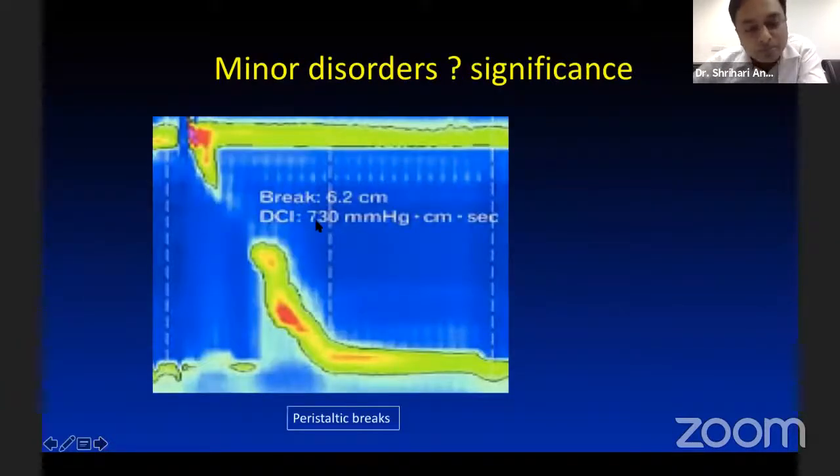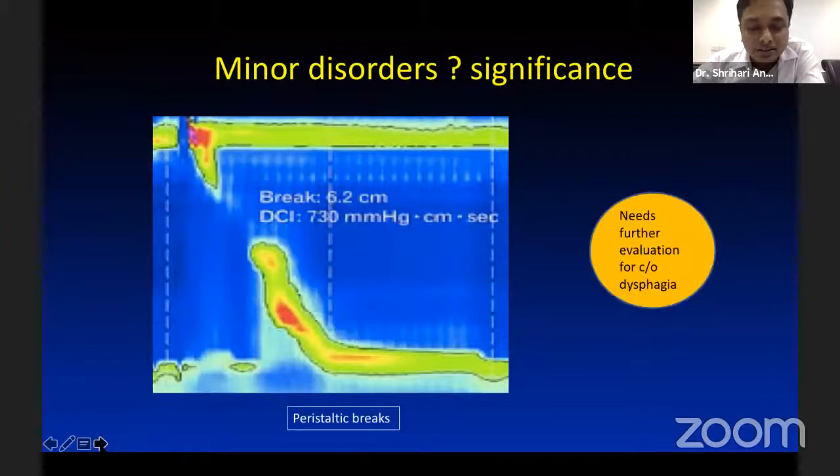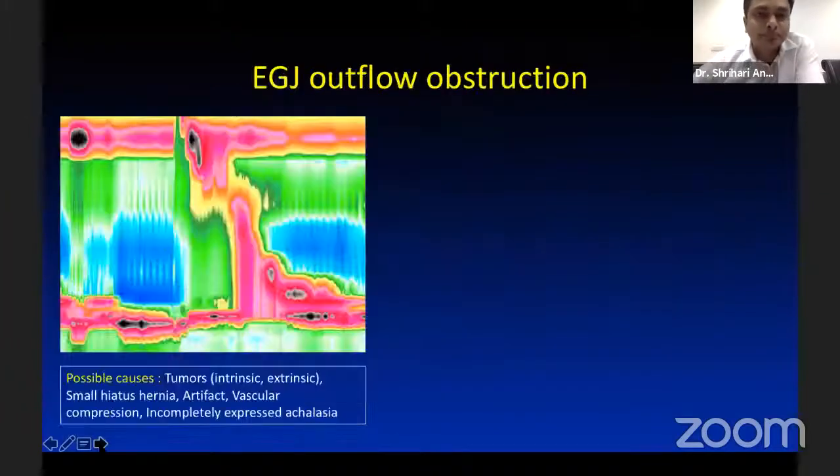But there would also be some patients who have some minor disorders of motility, like peristaltic breaks. It is not known what the significance of these minor motility disorders is, and it is thought that these do not directly lead to dysphagia. So all such patients require further evaluation to see what the reason for dysphagia is. For example, GERD could be one of the reasons for dysphagia in these patients, and it is not directly these peristaltic breaks which are causing the symptom of dysphagia.